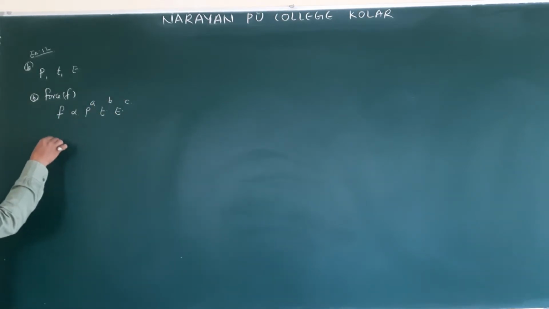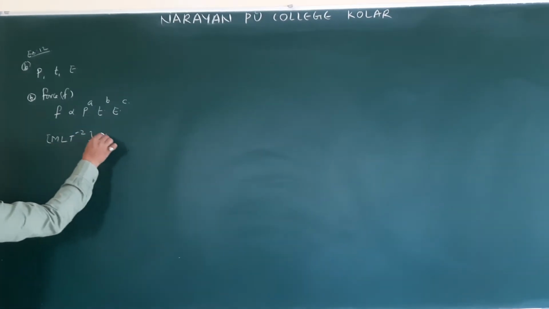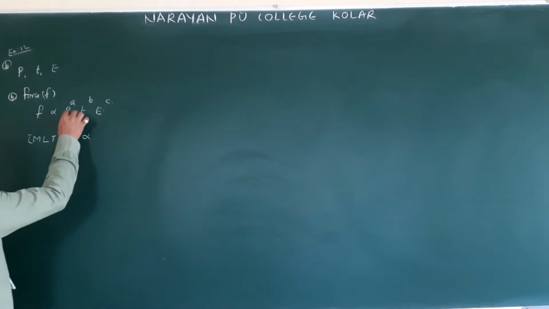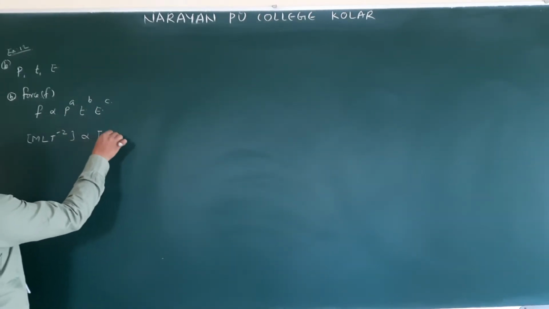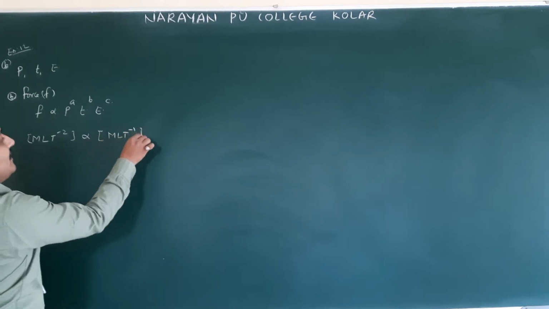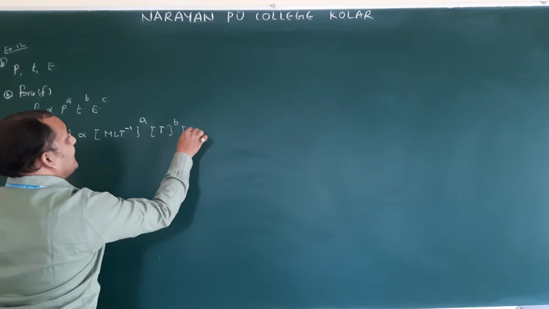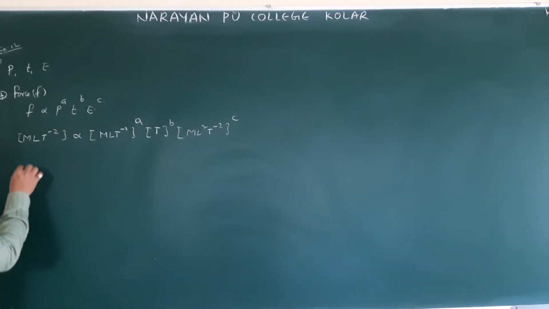What is the force dimension formula? M L T power minus 2. So you can write it as directly proportional to or is equal to. Momentum P dimension formula: momentum means product of mass and velocity, so M L T power minus 1. Time dimension formula T. Energy dimension formula: M L square T power minus 2, whole power C.